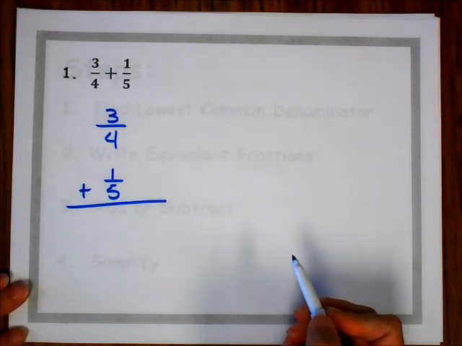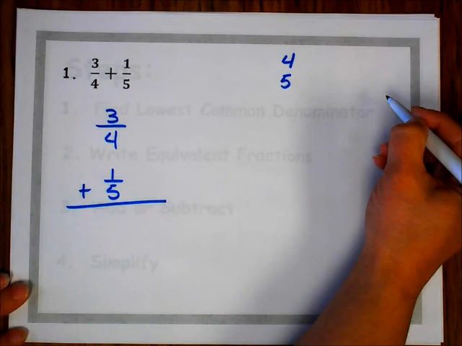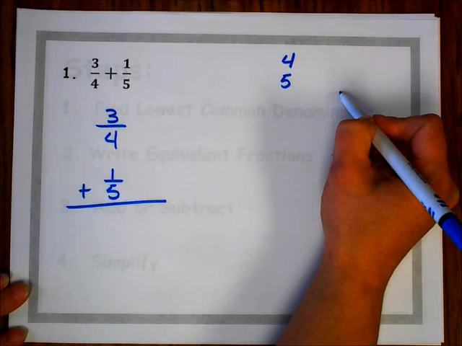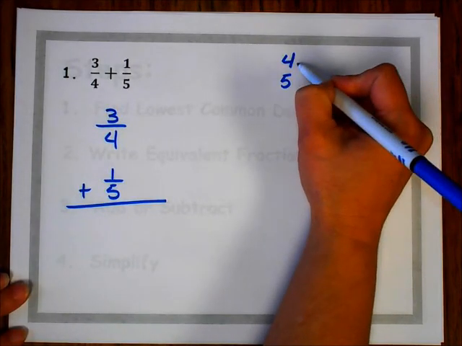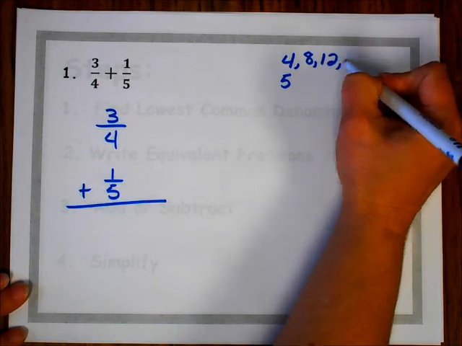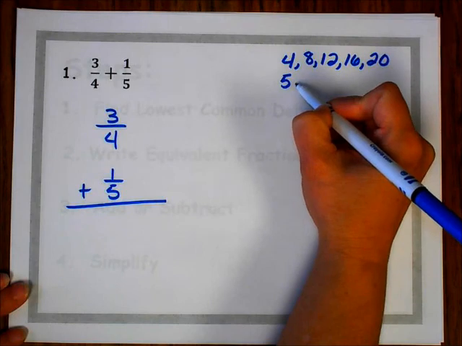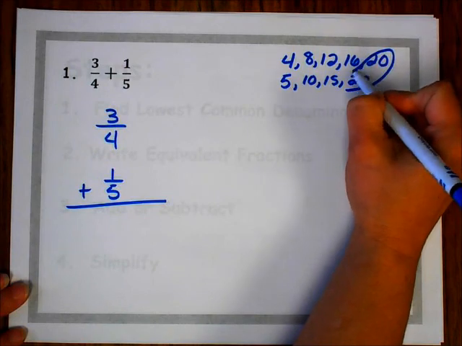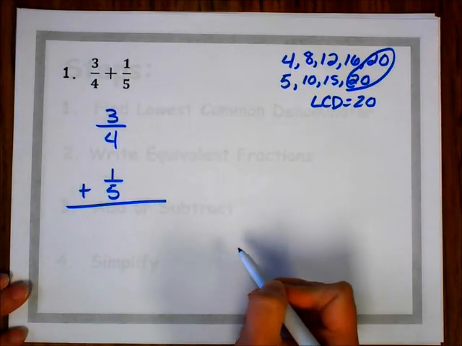So in order to find the common denominator of 4 and 5, I'm going to count by 4s and count by 5s. Since 5 is one of my denominators, I know that all of my multiples of 5 have to end in a 5 or a 0. So I'm going to count by 4s until I come to a number that ends in a 5 or a 0. So 4, 8, 12, 16, 20. 20 ends in a 0. And I know if I count by 5s, I will also get to 20. So my common denominator, or my lowest common denominator, is 20.